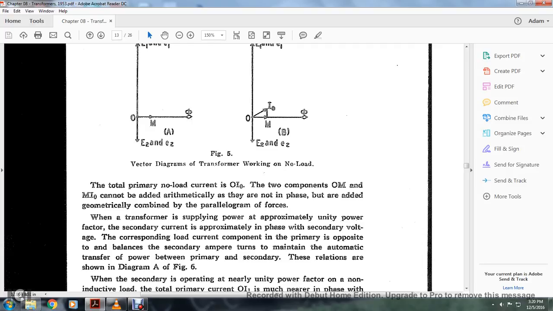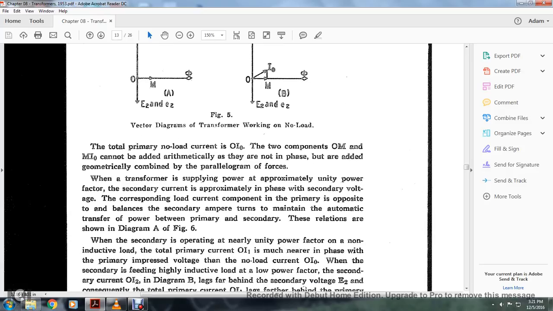When the transformer is supplying power, the secondary current, at approximately unity power factor, is approximately in phase with the secondary voltage. The corresponding load current component in the primary is opposite, balancing the secondary ampere-turns to maintain automatic transformer action between the power of the primary and secondary. The relationships are shown in diagram A of Figure 6.